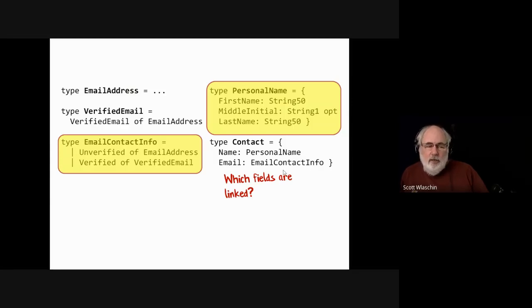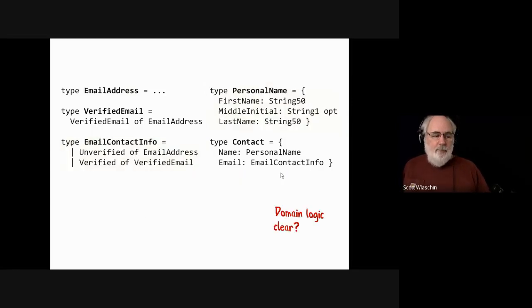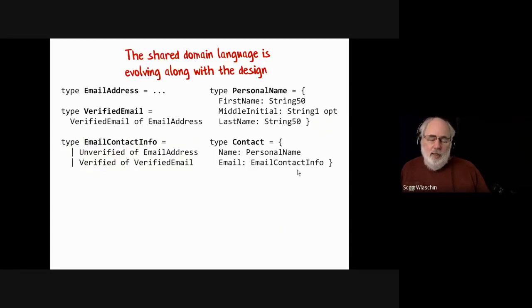These are domain concepts now. And is the domain logic clear? Yes. The concept of verified versus unverified is much clearer now than it was when we had a Boolean. So not only is this a better design in terms of being less buggy, but it's a better design in the sense that the vocabulary represents the actual domain. In the original version, we just had one word.